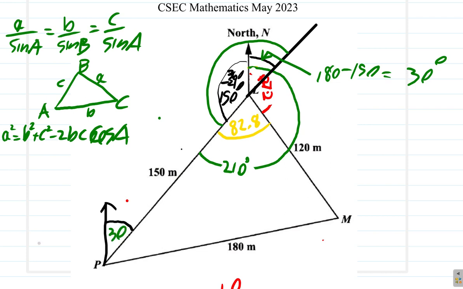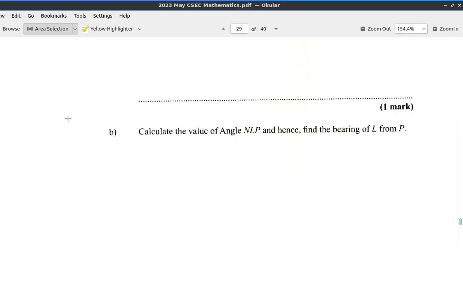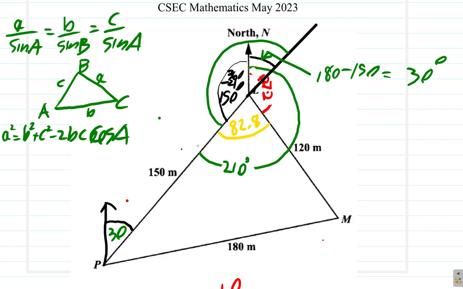All right. So that is what you have there. 30 degrees. The bearing of L from P is measured from the north in a clockwise direction. You say from P, that means you draw the north line and the arc at P. You should have an N over the north line.